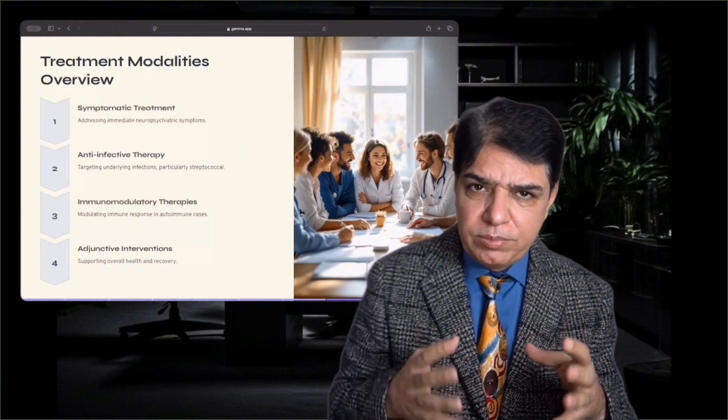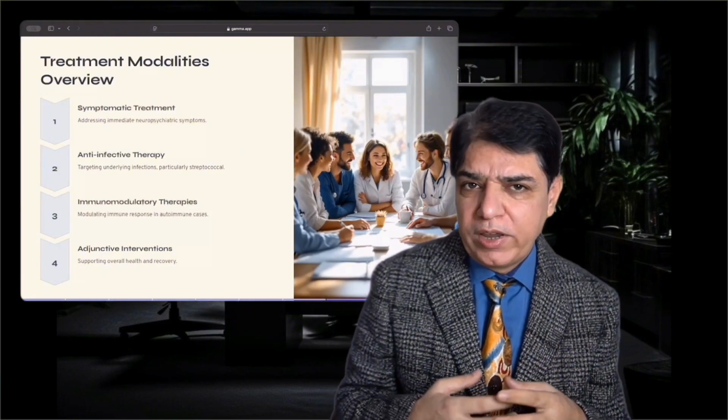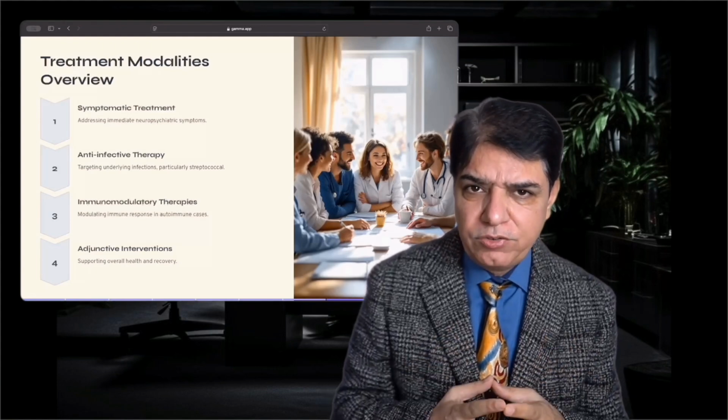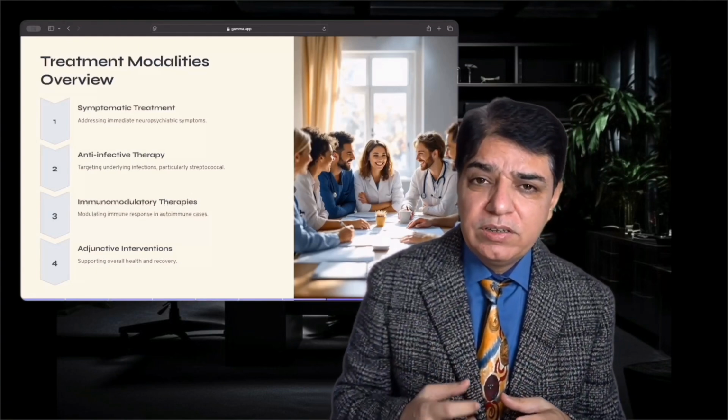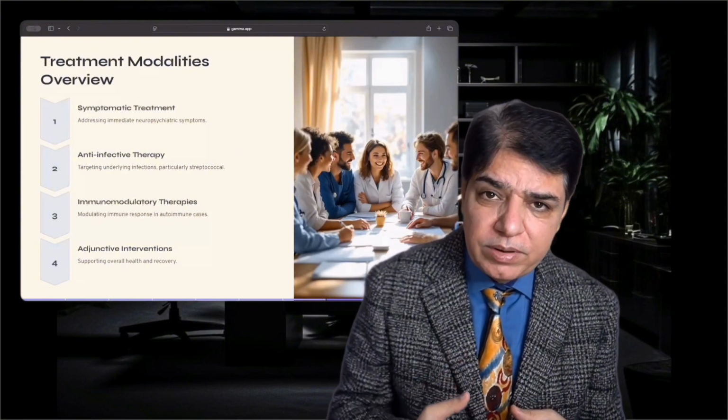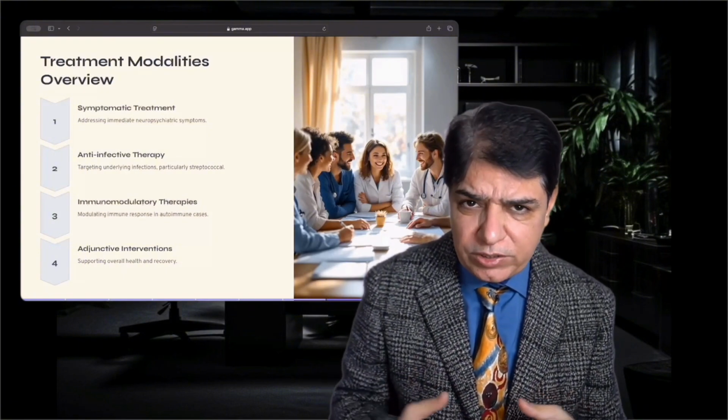So the treatment modalities, we divide them into 4 categories. Number 1 is the symptomatic treatment. Number 2 is the anti-infective treatment. Number 3 is the immunomodulatory treatment. And number 4 are the adjunctive interventions.